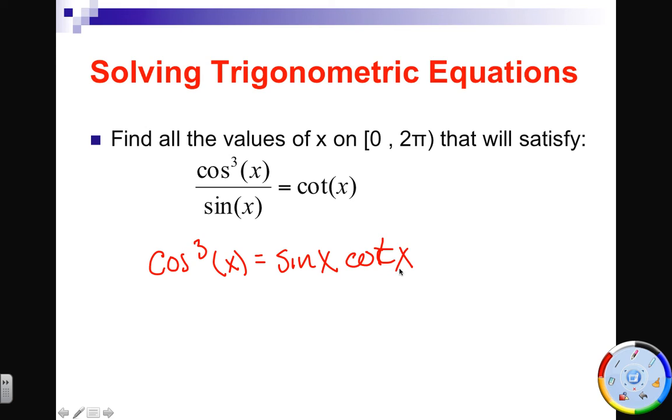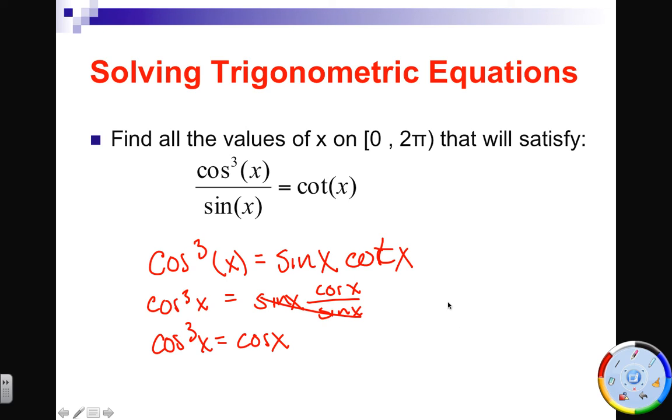Well, this doesn't really look helpful to me until I realize that cotangent x is actually cosine over sine, which means that cancels. And now I get cosine cubed x equals cosine x. Oh, I know these type of things. These are like polynomials. This is like a cubic function. So I can say it's actually cosine cubed x minus cosine x is equal to 0.